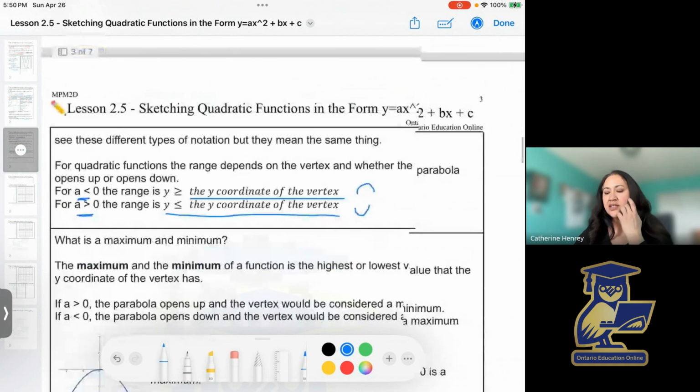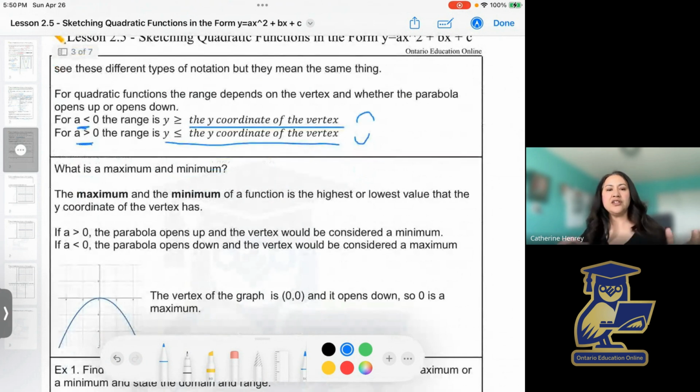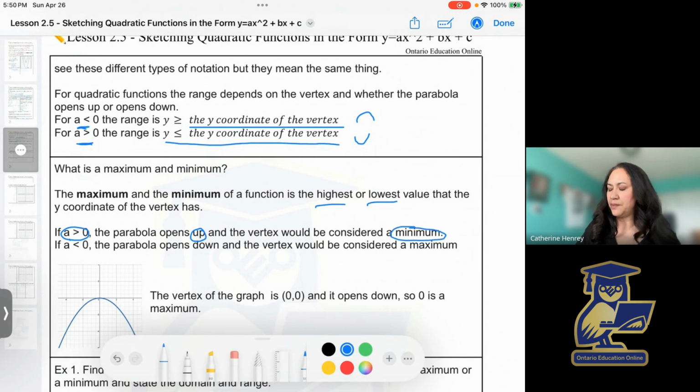All right, which leads us then to the maximum and minimum. So the range helps us determine the maximum and minimum of a function. Those are the highest maximum or the lowest minimum value, which is the y-coordinate of the vertex. So if a, again, is greater than 0, the parabola opens up and the vertex would be considered a minimum. And if a is less than 0, the parabola opens down and the vertex would be considered a maximum.